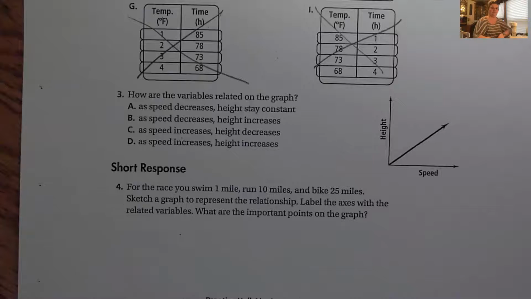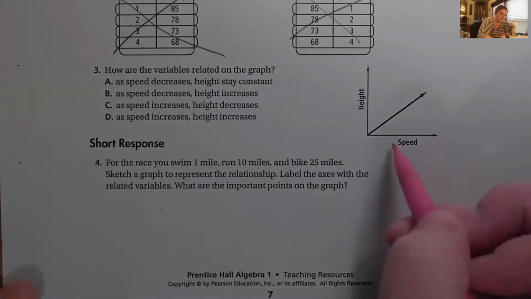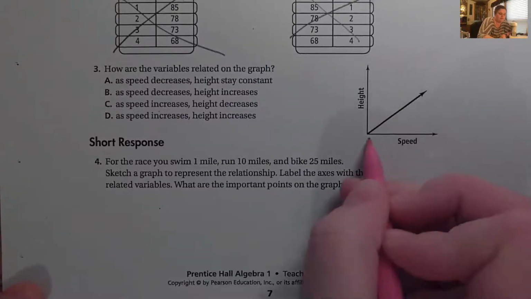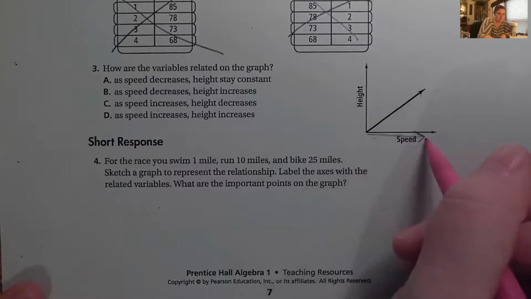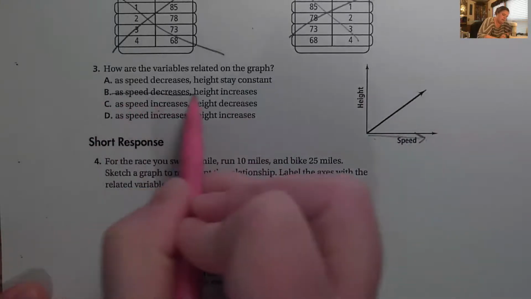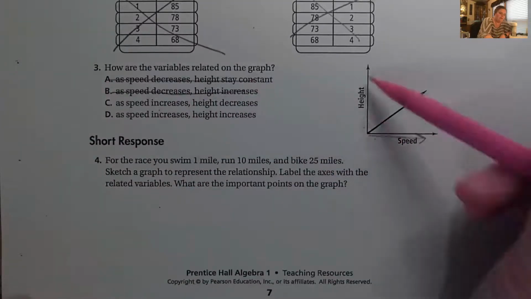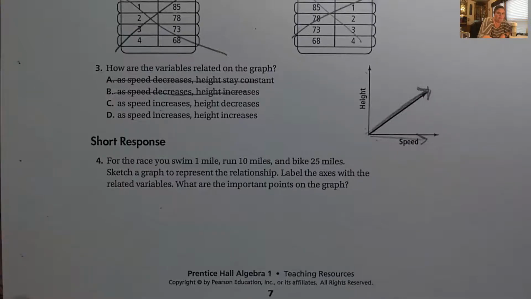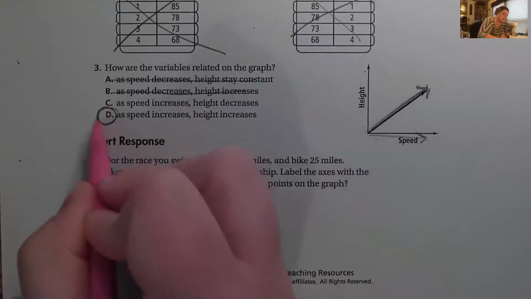Okay, number 3. How are the variables related on the graph? Okay, so we have speed and height. So we better talk about speed and we better talk about height. So remember, if speed is going this direction, speed would be increasing. So as speed increases, I can get rid of these two. Okay, what's happening with height? Well, height is going up. So it is increasing. So as speed increases, height increases.